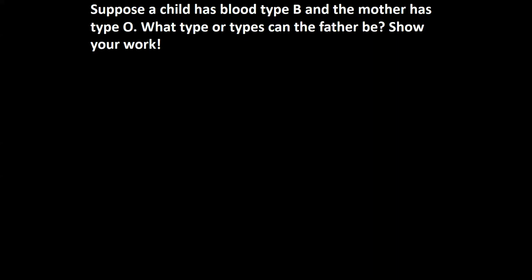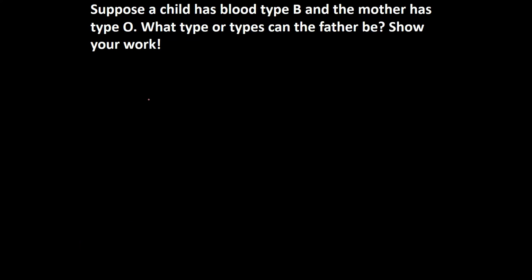Let's do a couple genetics blood type practice problems. So, suppose a child has blood type B and the mother has type O. What type or types can the father be? Show your work.